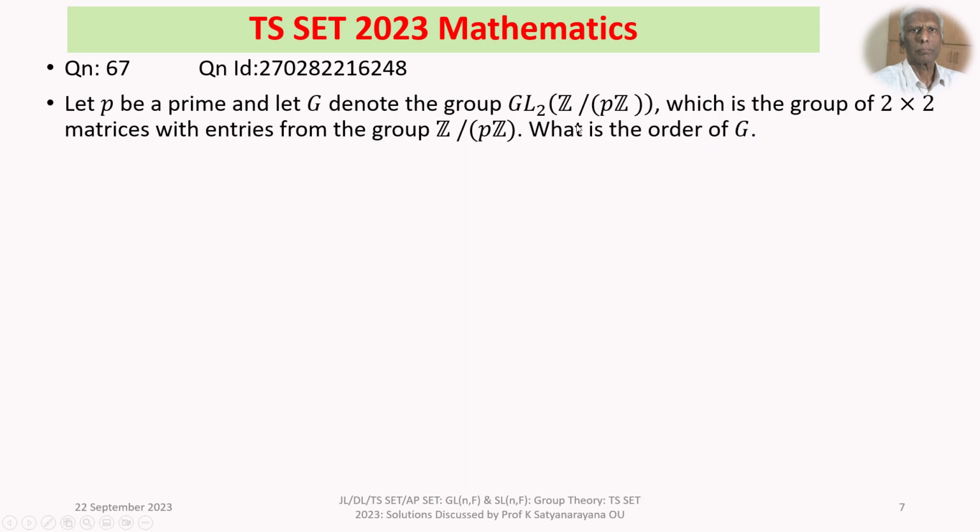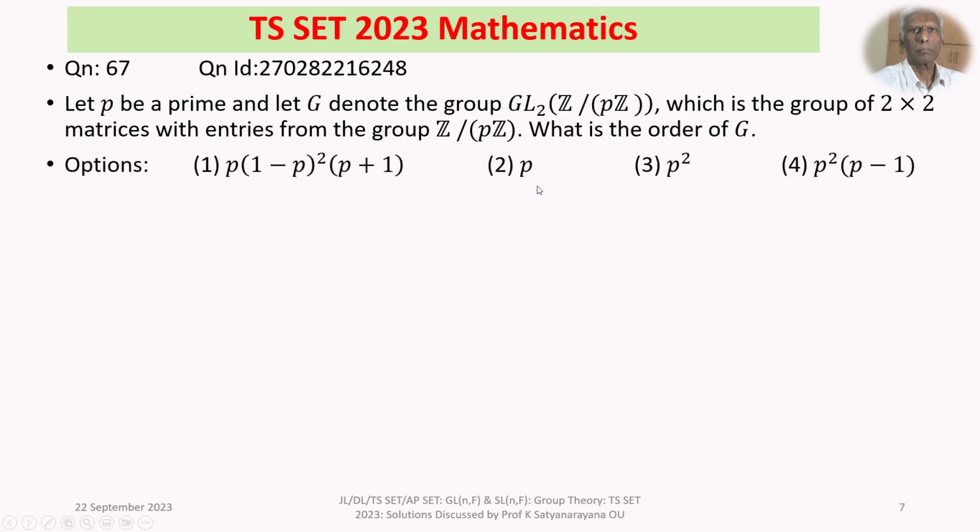It is the same question that was given in 2019, where P was given to be a particular value, P is equal to 3. So here the general P is there. That's the only difference. So these are the 4 options given to us, and we have P, a given prime number.